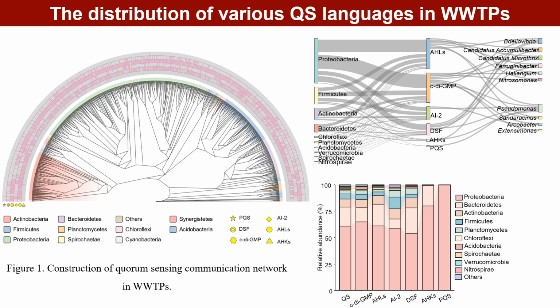Taxonomic analysis has shown that Proteobacteria account for more than 50% of the relative abundance in various communication systems and contain almost all functions related to signal generation and quenching activities. At the same time, some bacteria with important functions, such as Candidatus Accumulibacter and Candidatus Microthrix, are not only abundant in the global WWTPs, but also associated with multiple QS signaling languages.